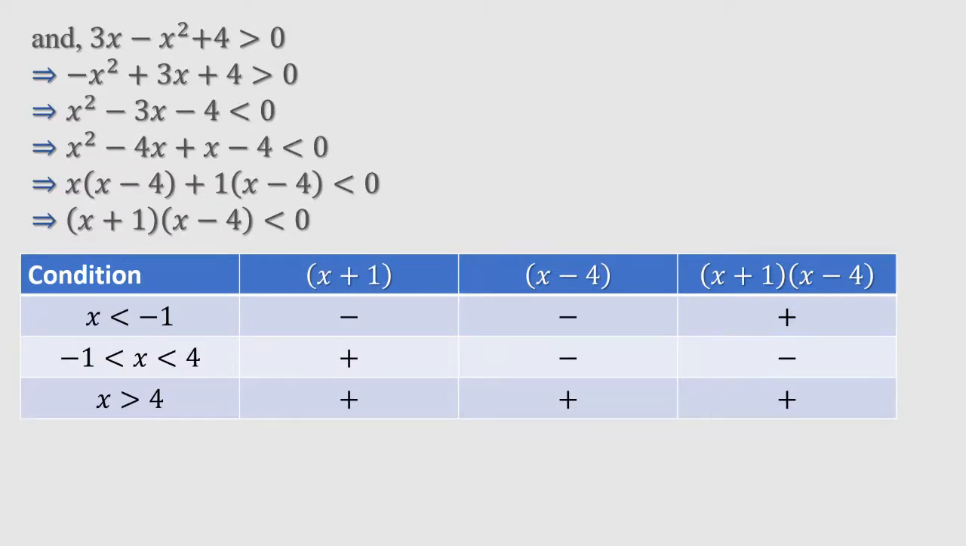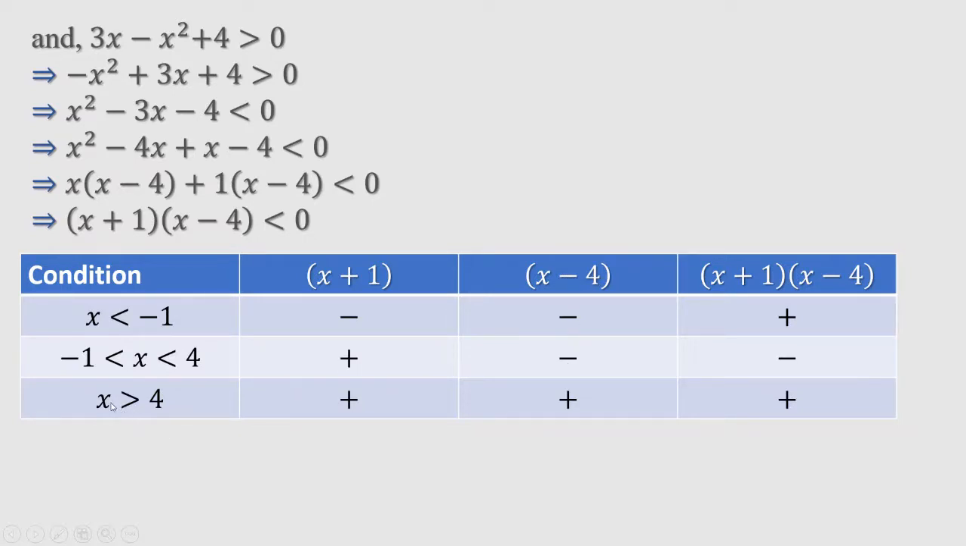Now make a table same as previous one. First take the value of less than the smallest one, then between the two values, and greater than the greater one. For the condition x less than minus 1, x plus 1 is negative, x minus 4 also negative, so their product is positive. And for this condition, x is greater than minus 1 and less than 4, x plus 1 is positive, and x minus 4 is negative, so their product is negative.